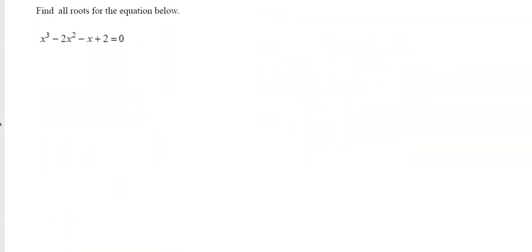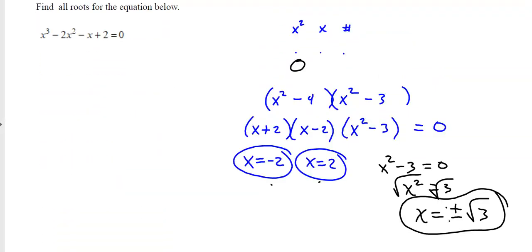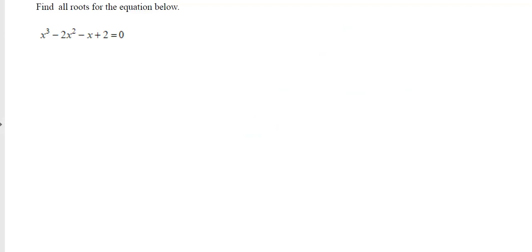All right, number 15. So this one, I can't pull out a GCF. Doesn't look like I could group it. So I'm going to do the P over Q thing. I could graph it and try to find some. But P over Q, remember, this P is all the factors of positive 2. So that's plus or minus 1 and 2. Q is the number in front here, which is just a 1. So really I only have 4 numbers to check: positive 1, negative 1, positive 2, and negative 2.